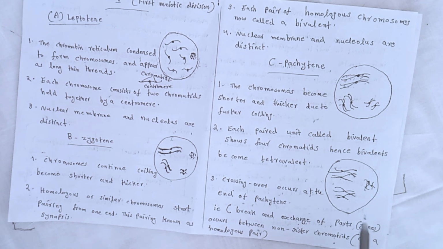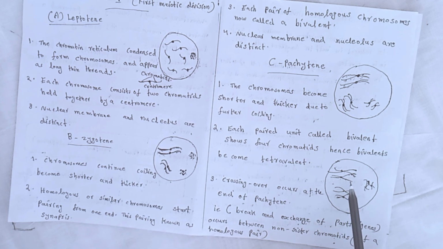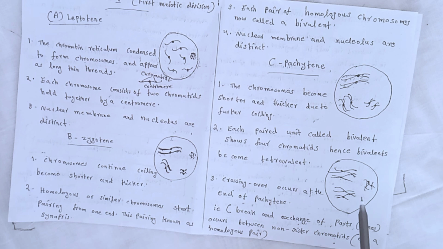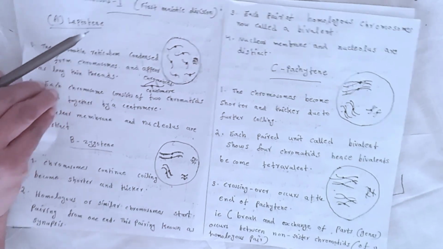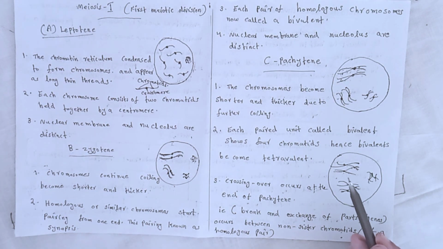The point of interchange and rejoining appears as an X shape and is also known as chiasma. The plural is chiasmata, the points of crossing over. This X shape is known as chiasma.